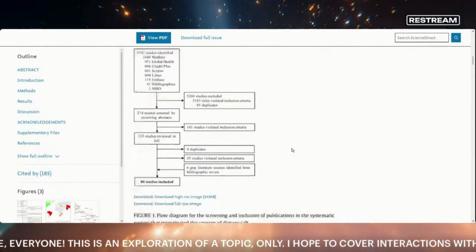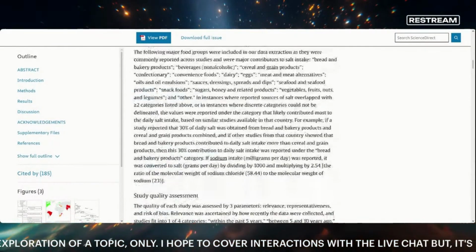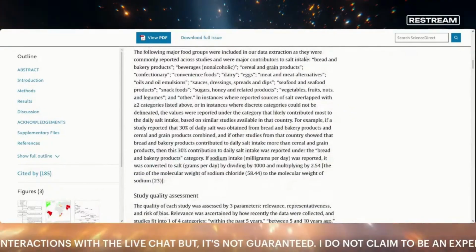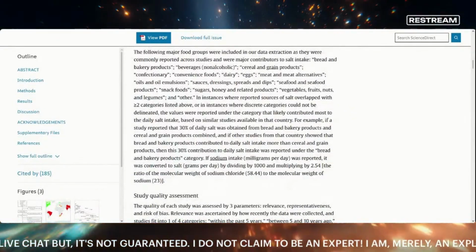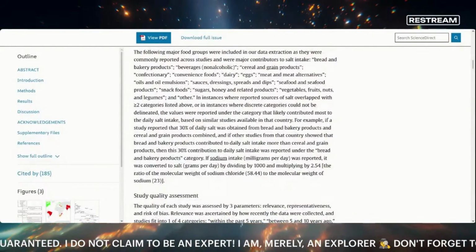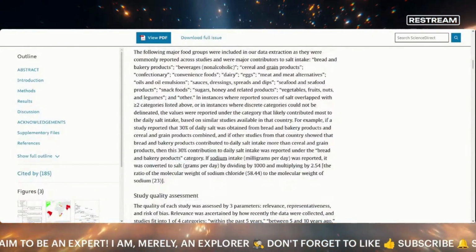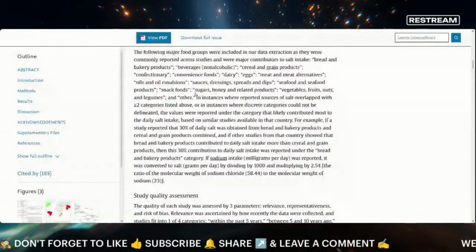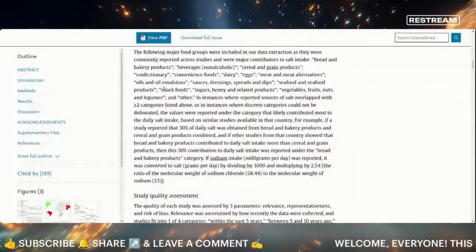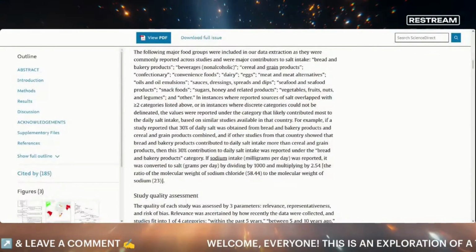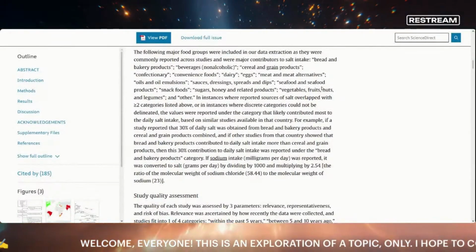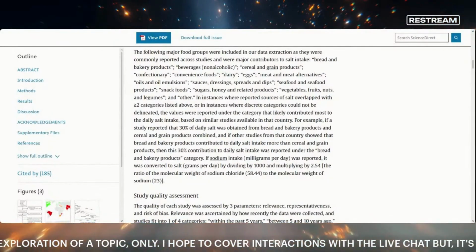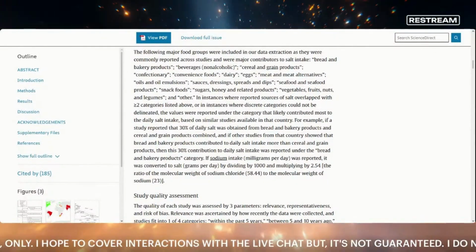Now, the following major food groups were included in our data extraction as they were commonly reported across studies and were major contributors to salt intake: bread and bakery products, beverages, non-alcoholic, cereal and grain products, confectionery, convenience foods, dairy, eggs, meat and meat alternatives, oils and oil emulsions, sauces, dressings, spreads and dips, seafood and seafood products, snack foods, sugars, honey and related products, vegetables, fruits, nuts and legumes, and other.